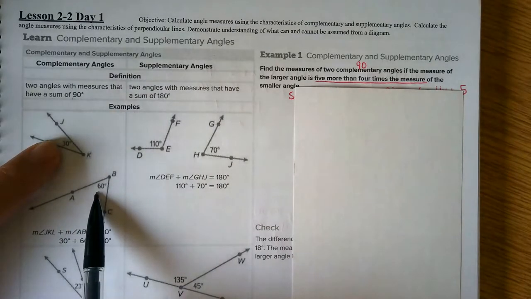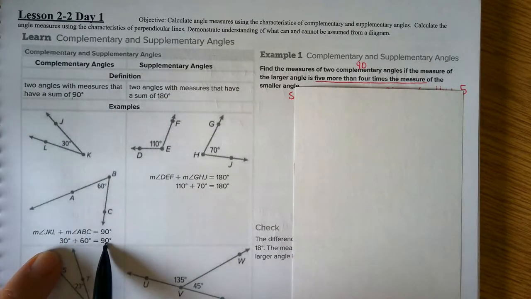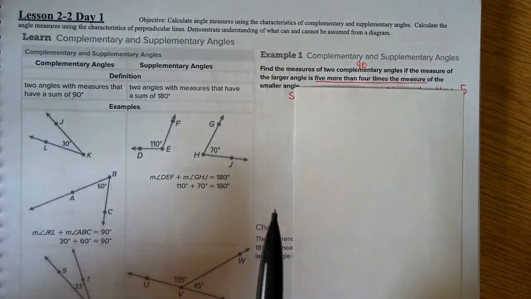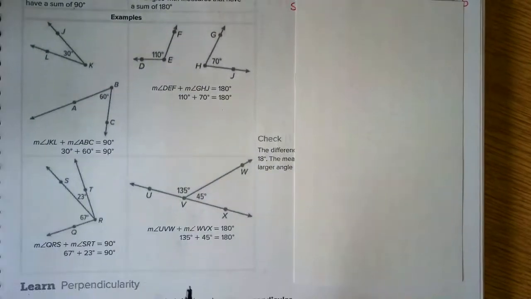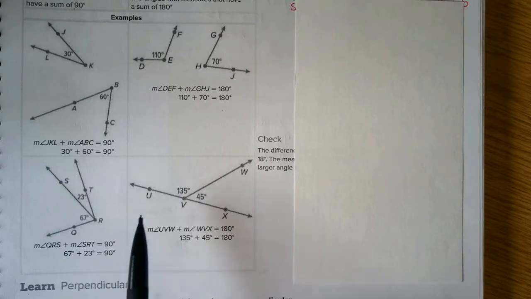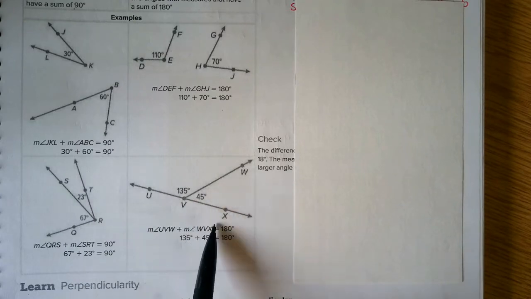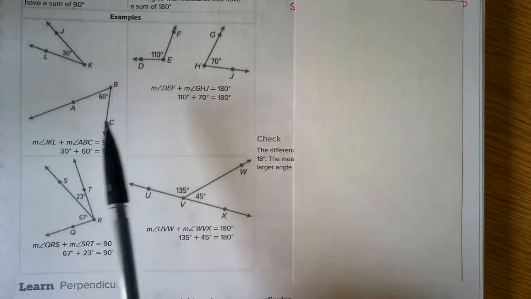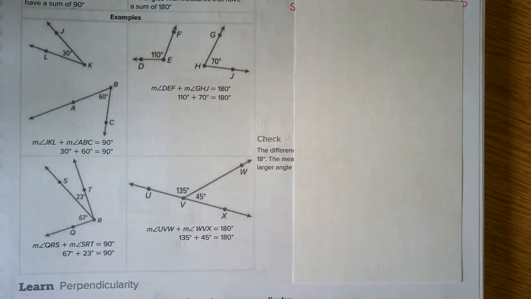These two are complementary because they add up to 90. These two are supplementary because they add up to 180. Here's another example down here where they are complementary because they add to 90. And another example where they are supplementary because they add to 180. You can see that these two sets at the bottom are adjacent, but the top two are not adjacent. But it doesn't matter as long as they add to 90 or 180.